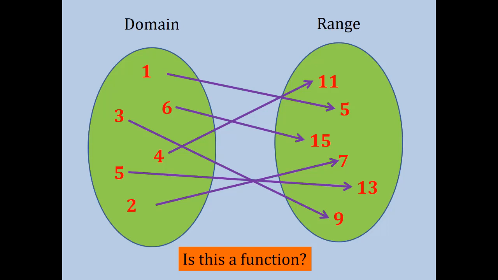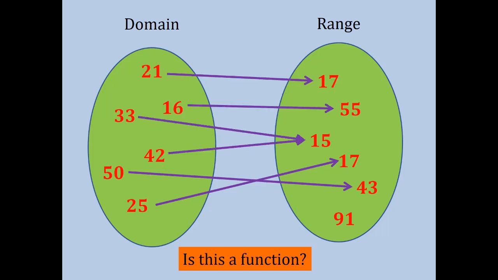We need to recognize though when we've got a function. Here's another visual representation for a function. So we're looking down through the domain numbers and asking, do any of those give more than one answer? And the answer to that is no, they don't. They all give one unique answer, so it is a function.